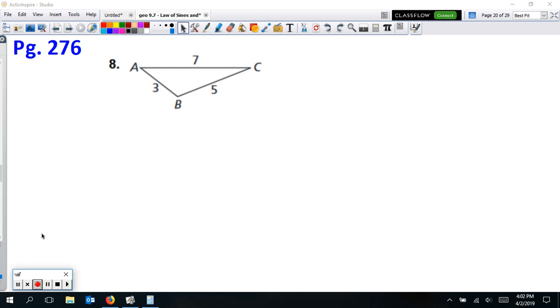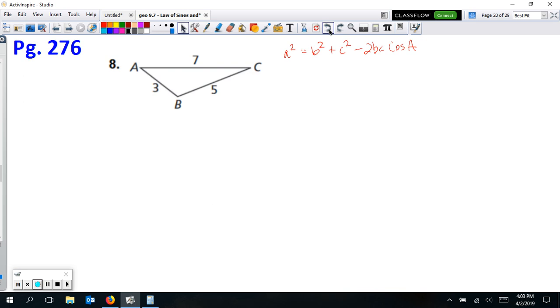Okay, so here we are back on number 8 from page 276. Now the one that has the SSS situation. We just need to pick one of the angles to find first. It doesn't matter which one you pick. I think I'm just going to pick A to find A first.